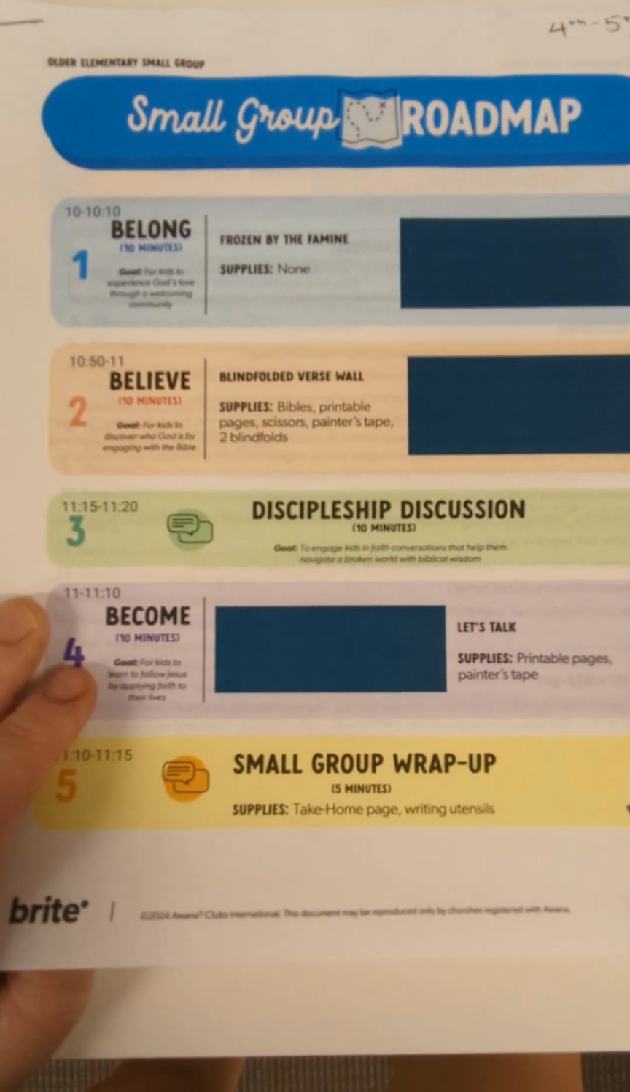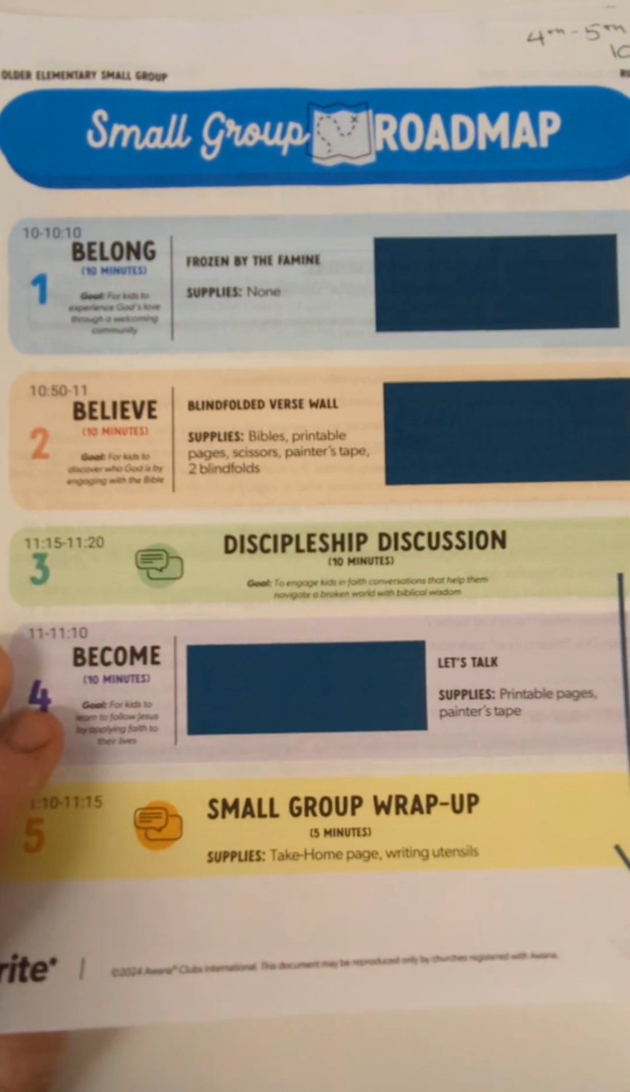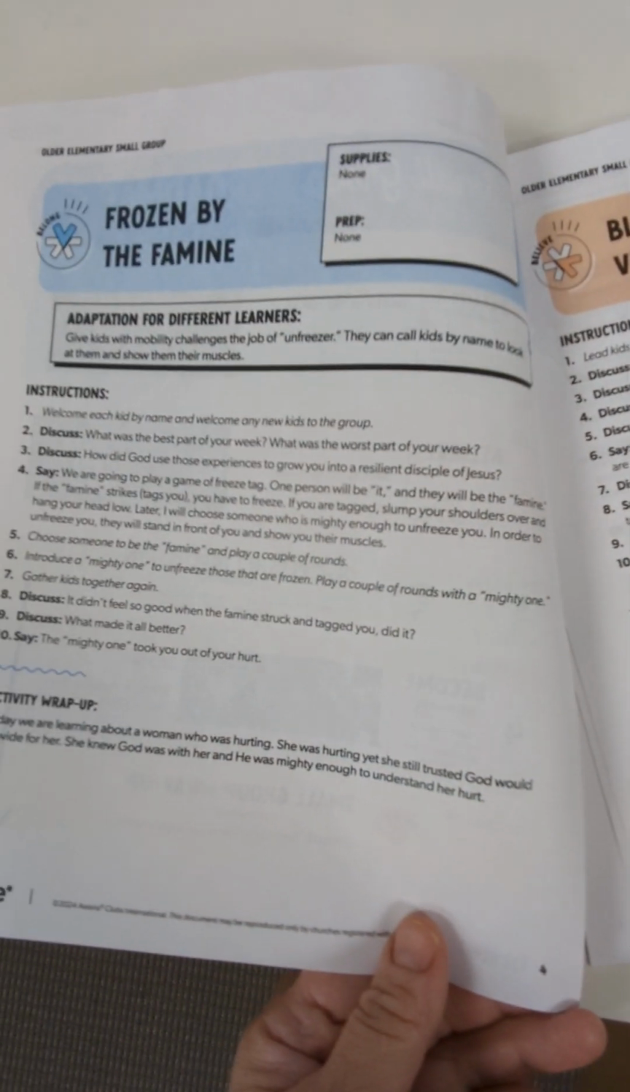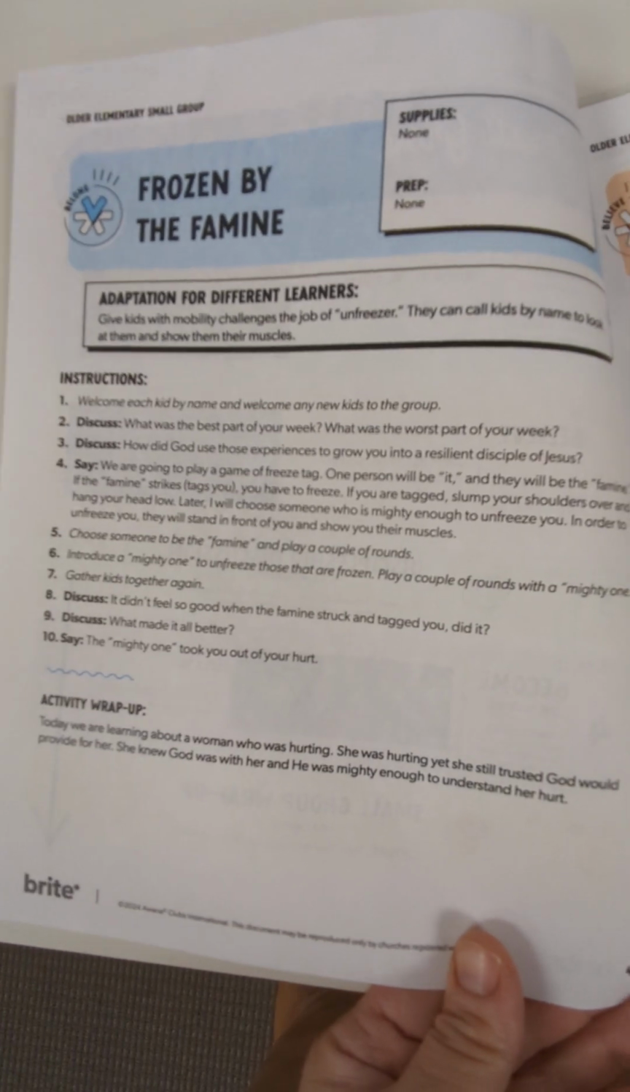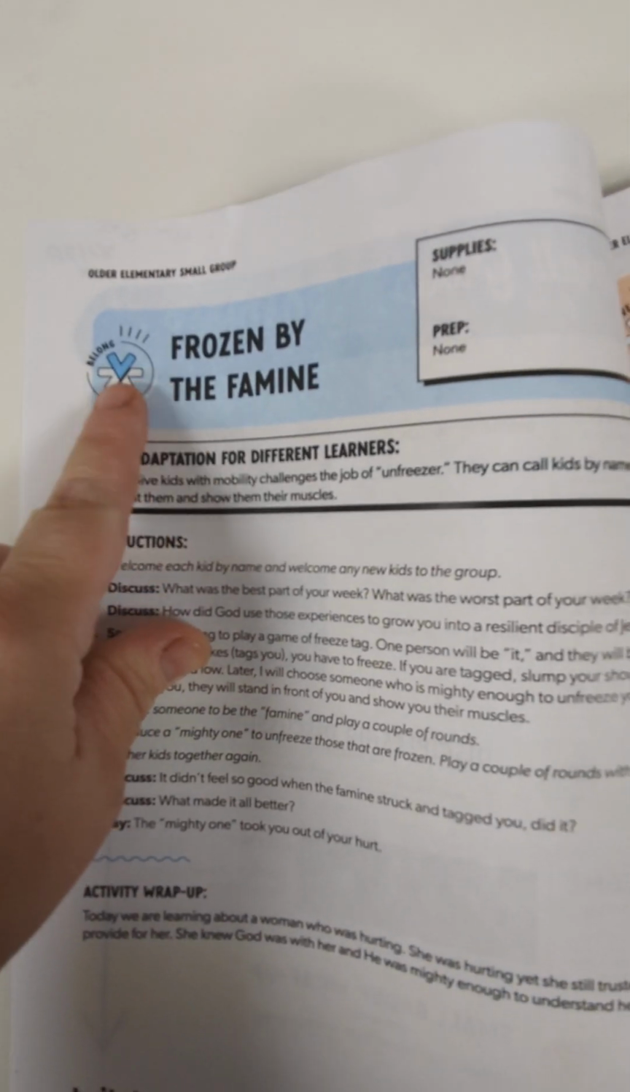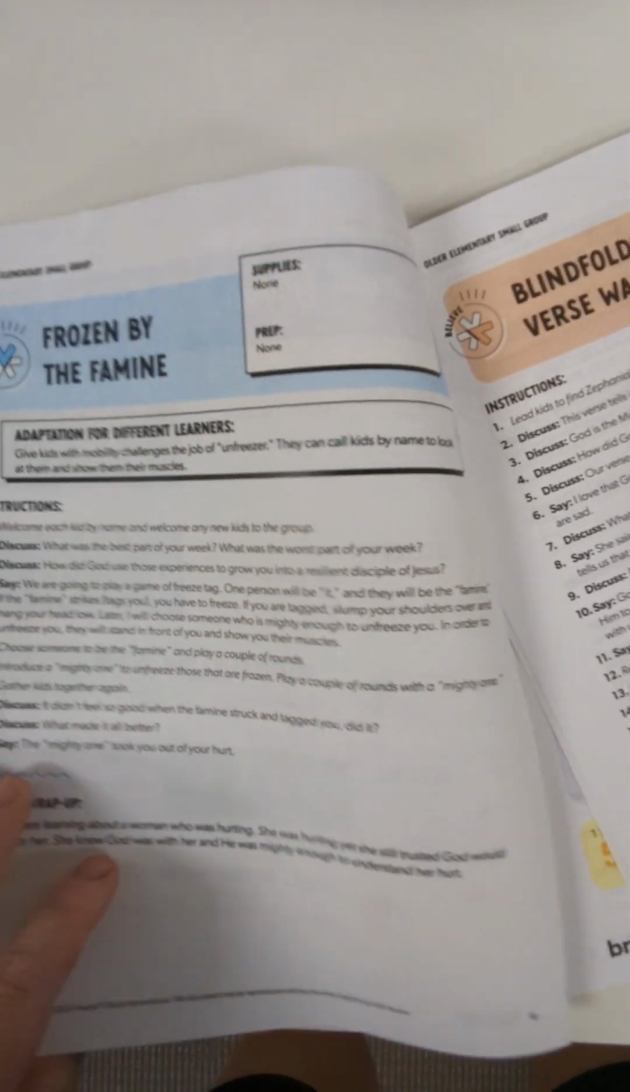All right, so you guys at 10 o'clock are going to start your Belong activity, which is Frozen by the Famine. You need no supplies for that. That is here. Again, they're always color-coded and labeled. So if you look here, Belong is always in blue. It says Belong in the corner, and then there's the title.